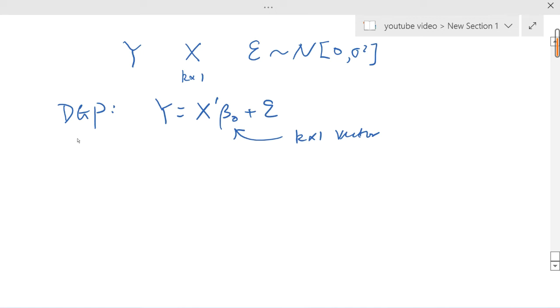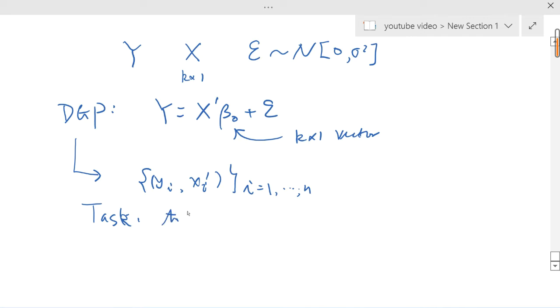And from this data generation process, we have a sample yi, xi prime, which has n observations. So now our task is to estimate beta 0, the true value of the parameters, from the data we have.